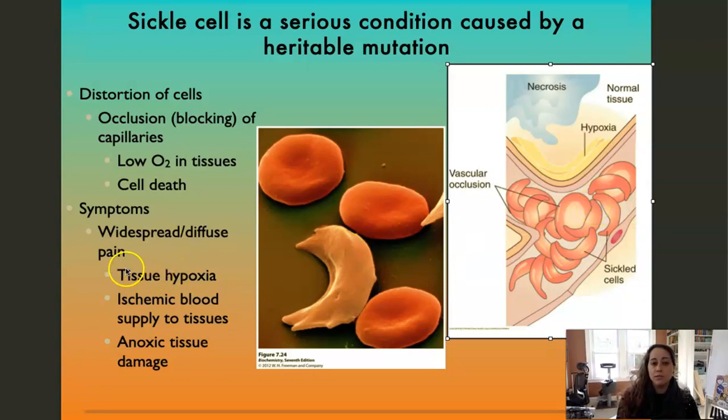So symptoms include widespread pain in the body due to tissue hypoxia, so tissues not getting enough oxygen, insufficient blood supply to tissues in addition to or contributing to that hypoxia, and then, of course, damage to the tissues because they're not getting enough oxygen and the wastes are not being removed from the tissues either. Other things that might need to be carried in the blood.